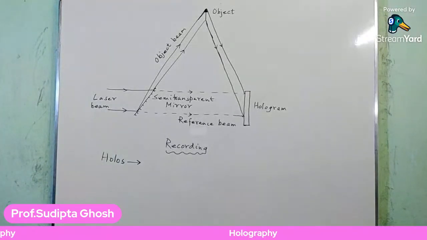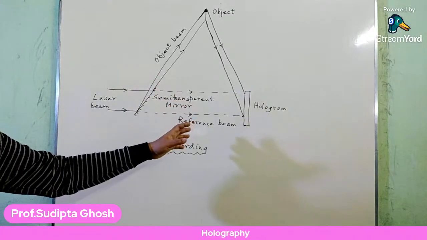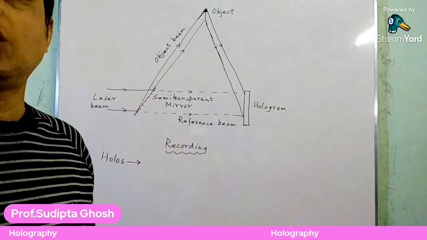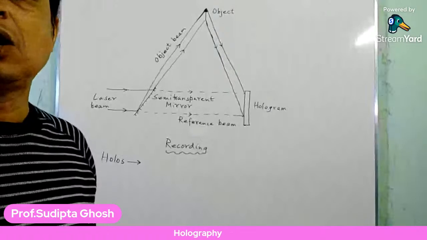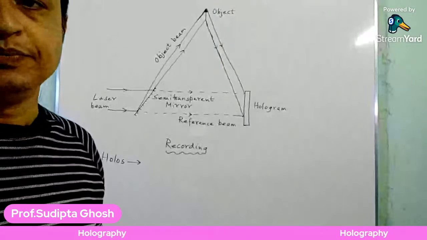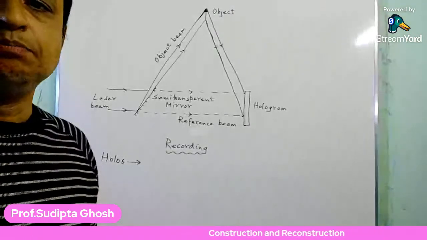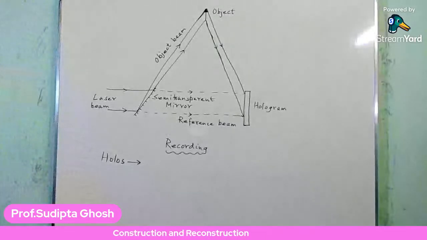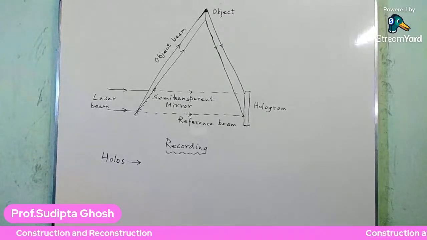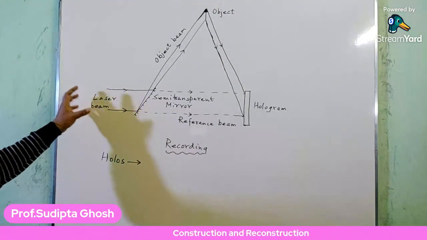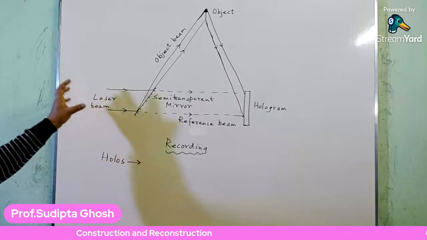Now here, as I have told you, holography is a two-step process and this is one of the steps. The step is known as recording, or we can call it the construction of a hologram. So this is the first basic step of holography. Here, as you can see, a beam of coherent light is used. First of all, we have to use a laser beam.